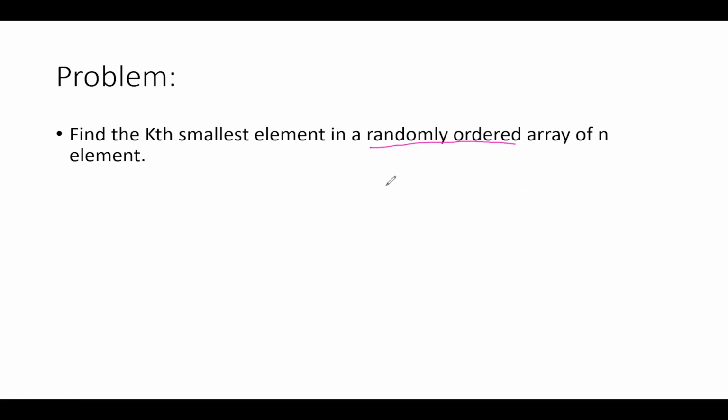Suppose it was a sorted array, for example 20, 30, 40, and I need to find the kth element, where k is equal to 2. I can simply choose the second one, and I know that this is the kth smallest element. Then there is no complication at all. But here we are talking about randomly ordered, which means it can be in any order. So though it is not an ordered array, we have to find the second smallest element. That is what the task is.